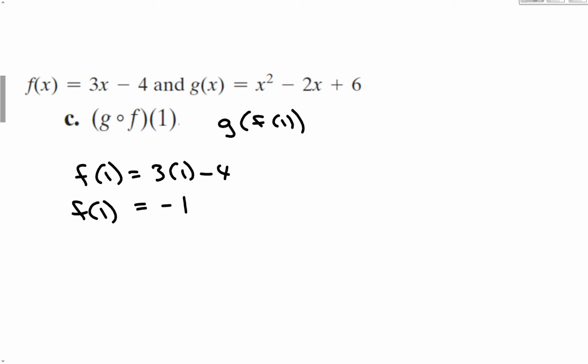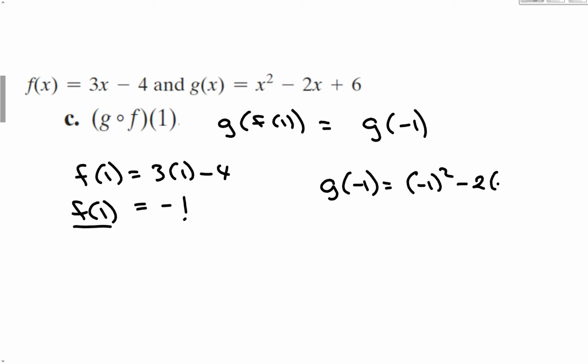Now, because this is equal to this, a little substitution means I now want to find g of negative 1, right? Because f of 1 is the same thing as negative 1. So I can plug negative 1 now into the g function. So g of negative 1 is going to be negative 1 squared minus 2 times negative 1 plus 6, which gives me 1 plus 3 plus 6.